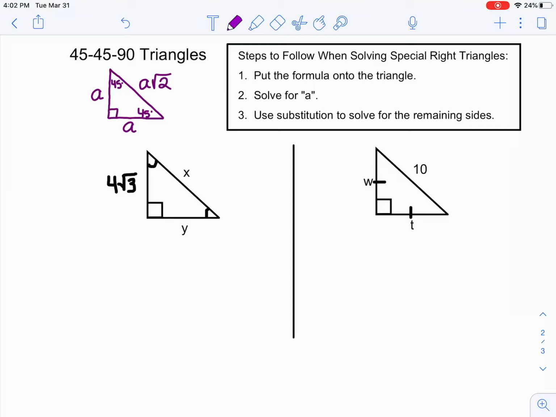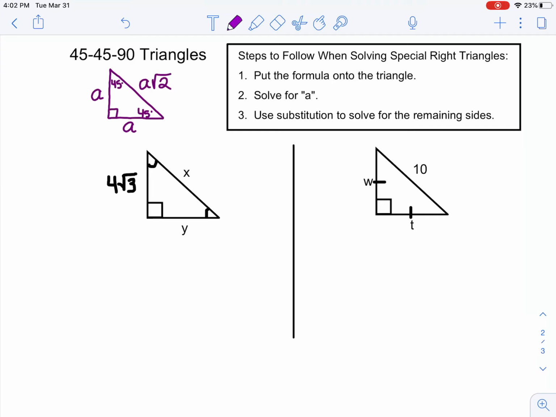Up next, we will review our 45, 45, 90 triangles. Take a look at the triangle that I have drawn in purple in your upper left. This reviews the formula that we need to use, where the two legs are A, and the hypotenuse is A root 2. So let's use these steps that we have in the box to the upper right to help us solve the special right triangles that we have below.